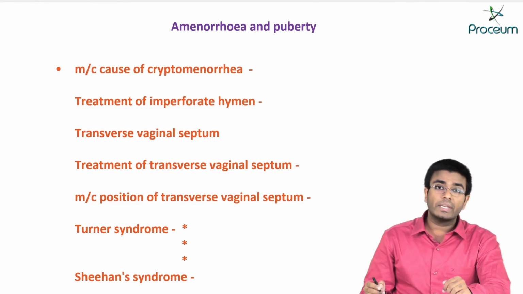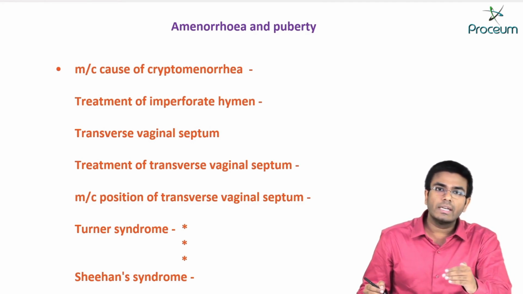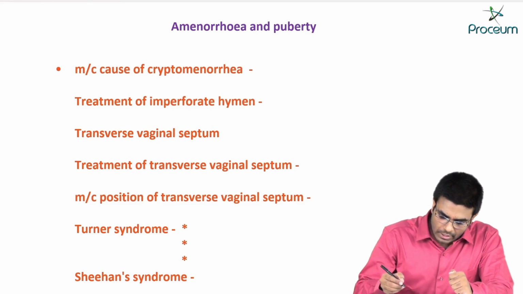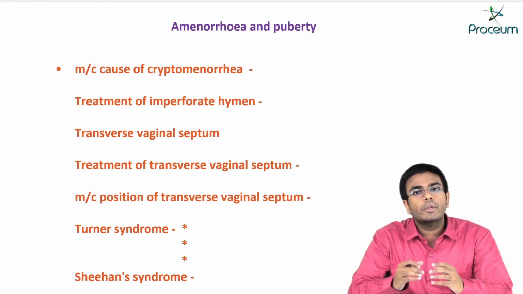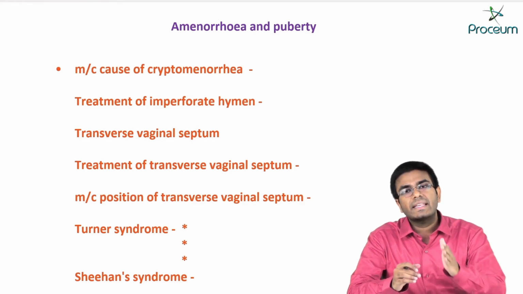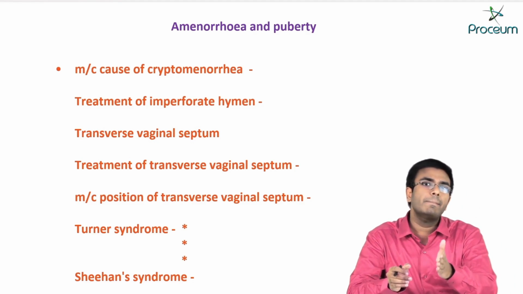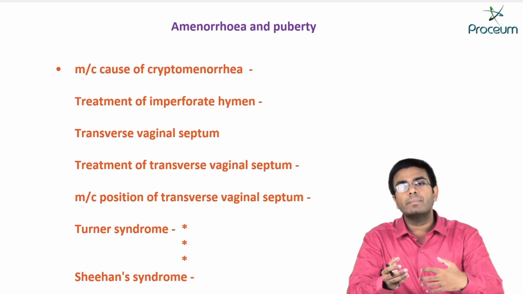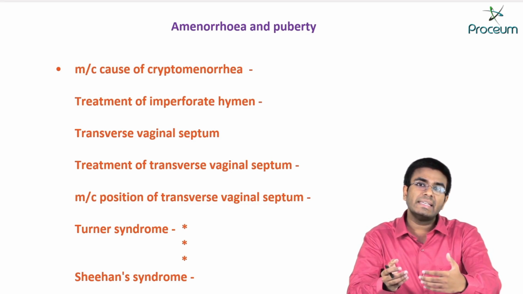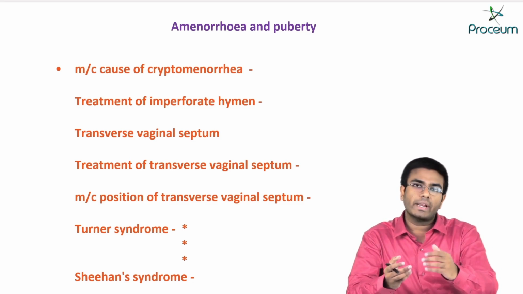Now let's start the topic from amenorrhea and puberty. Now in this topic, let's do the important MCQs. Now let's start. Most common cause of cryptomenorrhea. What does it mean by cryptomenorrhea, guys? The name itself is there. Crypto means hidden. Menorrhea means menses. It's a hidden menses. What does it mean by hidden menses? This female is having her menses, but they are not coming out. They are getting hidden, might be because of an obstruction to the outflow tract.